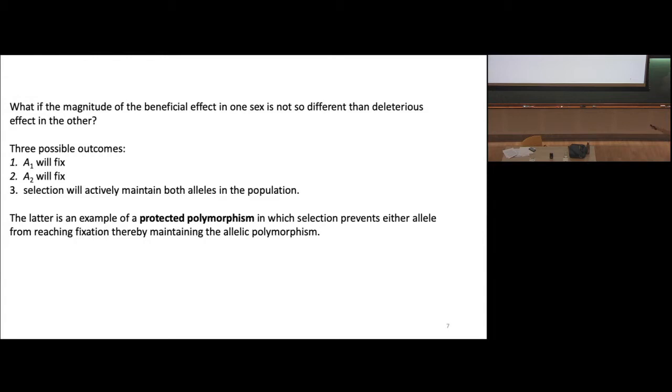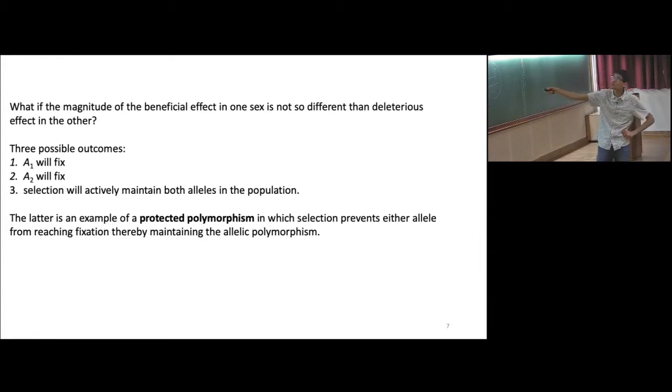So in that example, I had this very extreme difference in what the advantage was in one sex compared to the disadvantage in the other sex. But what if the magnitude of the beneficial effect in one sex is not so different from the deleterious effect in the other? Well, there are really three possibilities. One is that one allele will fix, or the other allele will fix, or selection will actively maintain both alleles in the population. That last possibility is an example of what we call a protected polymorphism, which means that selection is preventing either allele from reaching fixation and thus maintaining the polymorphism in the population.